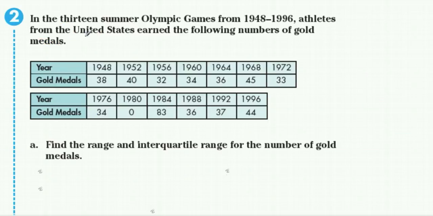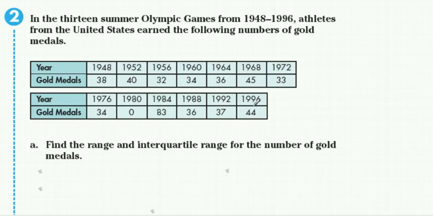Let's see how that works. In the 13 Summer Olympic Games from 1948 to 1996, athletes from the United States earned the following numbers of gold medals. So at 1948, you have 38, 1952, 50, all the way to 1996, which is 44 medals.